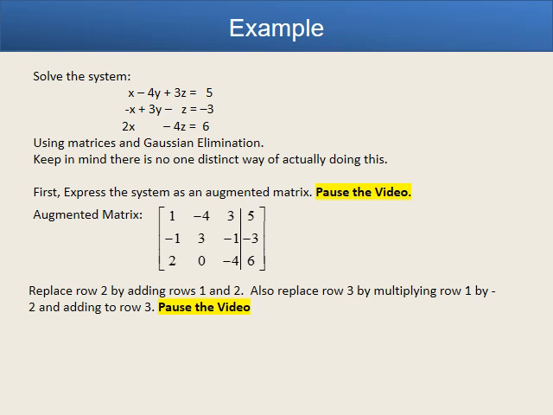Now, what we're going to try to do here is eliminate the x variable from the second 2 equations. We're going to do this by replacing row 2 by adding rows 1 and 2. We'll also replace row 3 by multiplying row 1 by a negative 2 and then adding to row 3. Pause the video. Here is the resulting matrix.